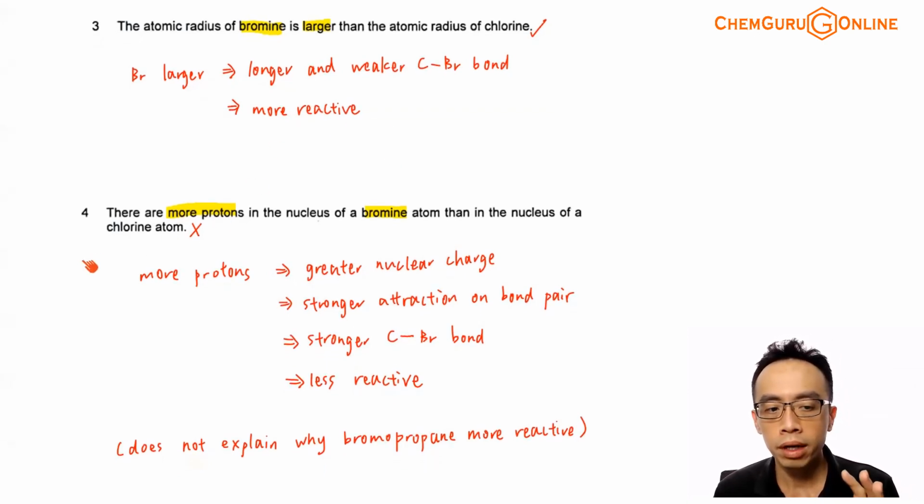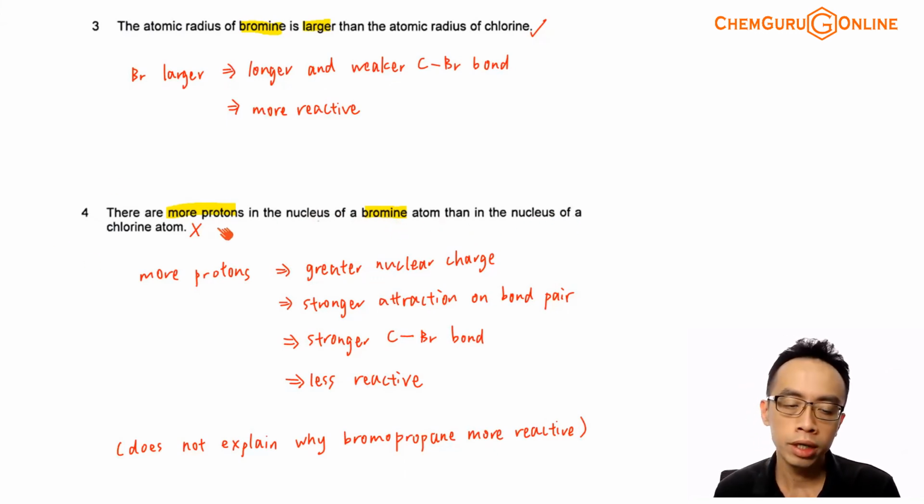Now finally, involving statement number 4, there are more protons in the nucleus of a bromine atom than in the nucleus of a chlorine atom. The number of protons affects the nuclear charge, and bromine, which is true, has more protons. This means that bromine will have a greater nuclear charge, and a greater nuclear charge will be able to attract the bond pair of electrons more strongly.